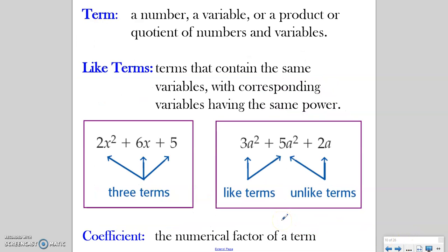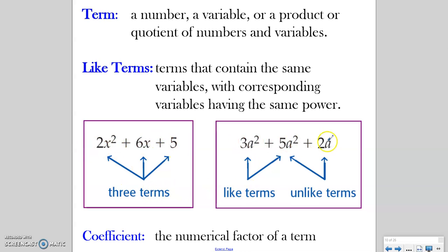All right. The next thing, terms and like terms. A term is a number or a variable or a product or a quotient of numbers and variables. So when you have these terms together, as an example here, this is one term, this is another term. Like terms means terms that contain the same variables with corresponding variables having the same power. So these are 3 different terms, so they're not like terms.